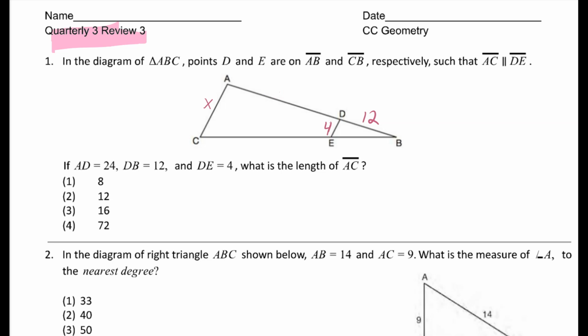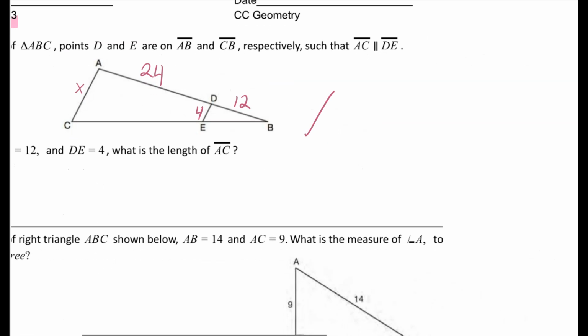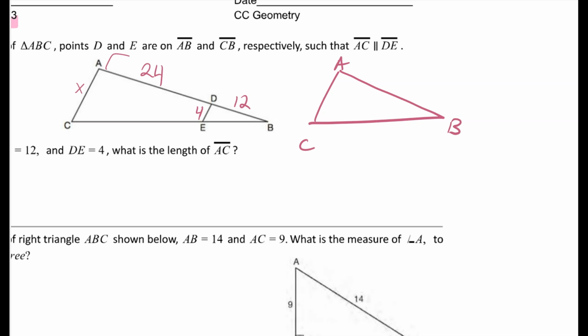Well, when I have these triangles overlapping, I always think it's a good idea to separate them. So my big triangle, ABC, this is not going to be drawn to scale, but you get the idea, has a length for AB that's 24 plus 12, so that's 36. And I'm looking for AC, which is X. And for my smaller triangle, triangle EDB, I've got a side length of 4 and a side length of 12. So if I set up a ratio of corresponding sides, I can set my big side X.